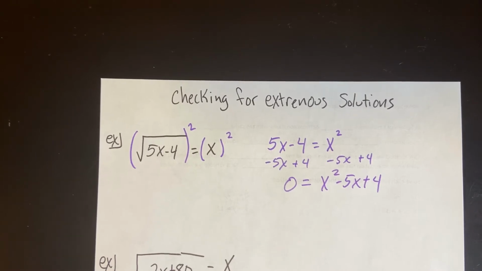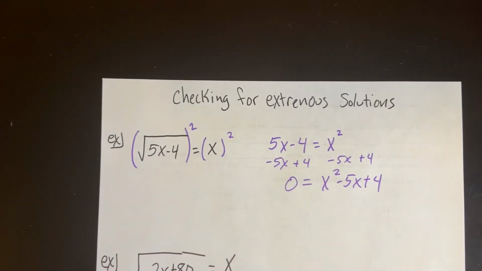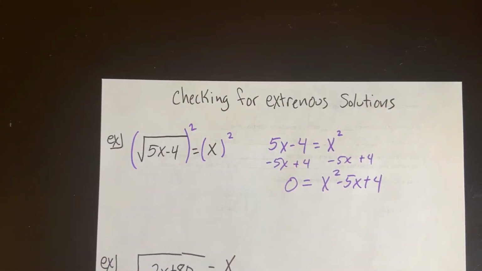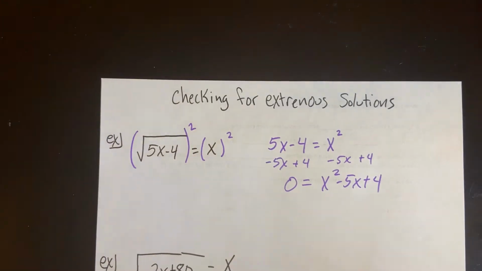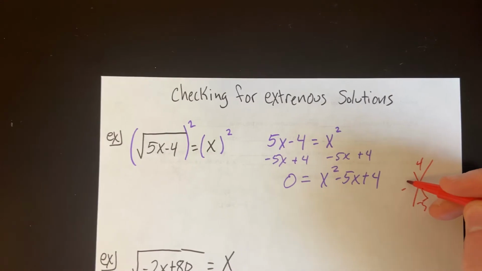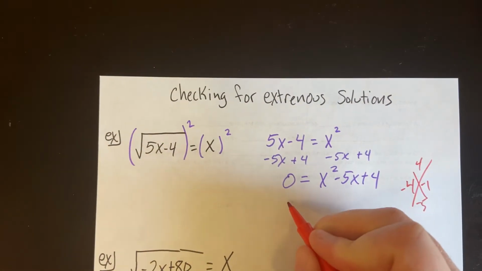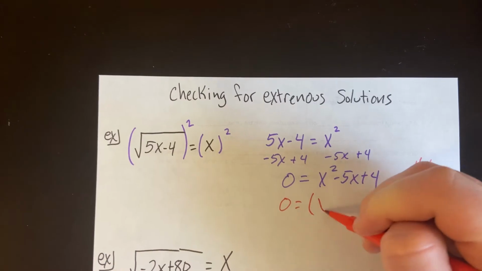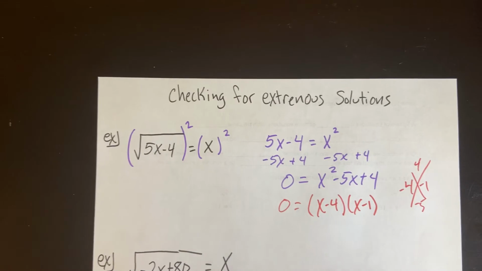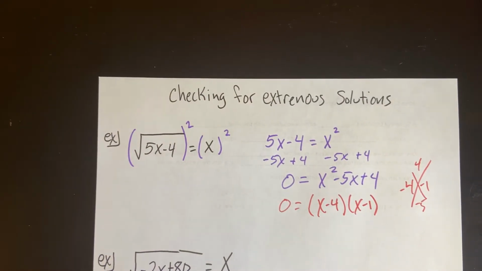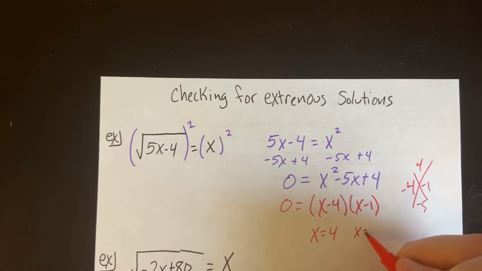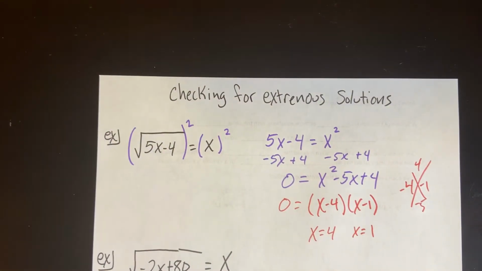Now you have your quadratic. It's personal preference: do you want to factor, or do you want to use the quadratic formula? We can't take the square roots because of that b term. To me, this should be easily factored. What multiplies to get 4 but adds to get -5? -4 and -1. So your factors are x minus 4 and x minus 1, which tells me that x is 4 and x is 1. Those are the two solutions.